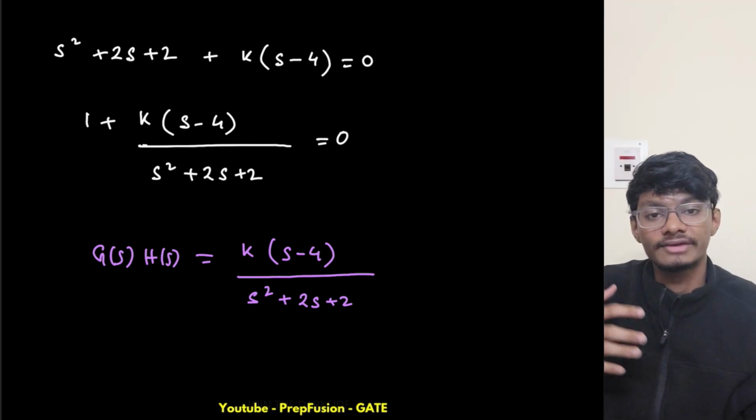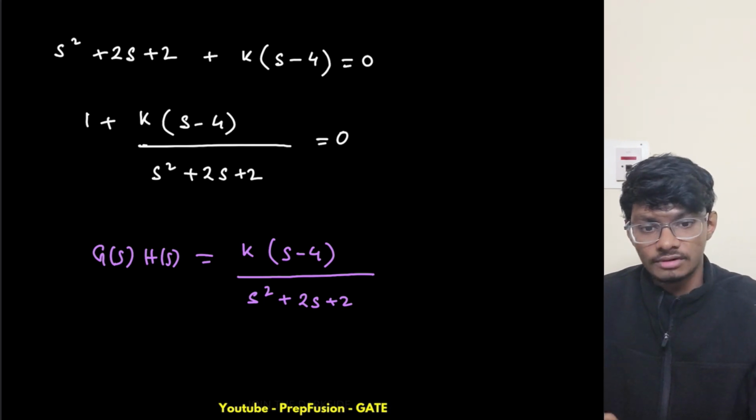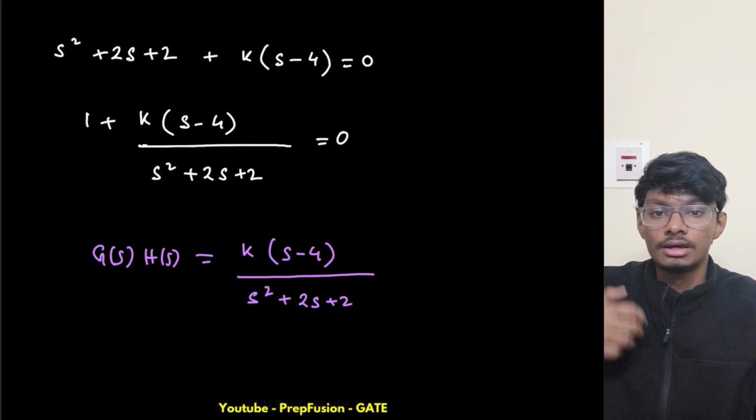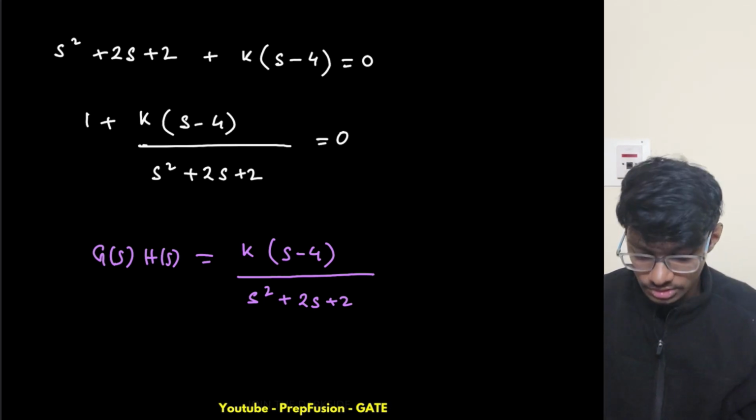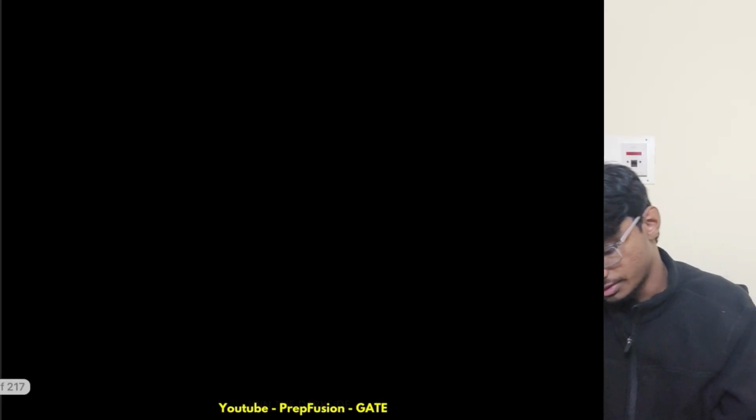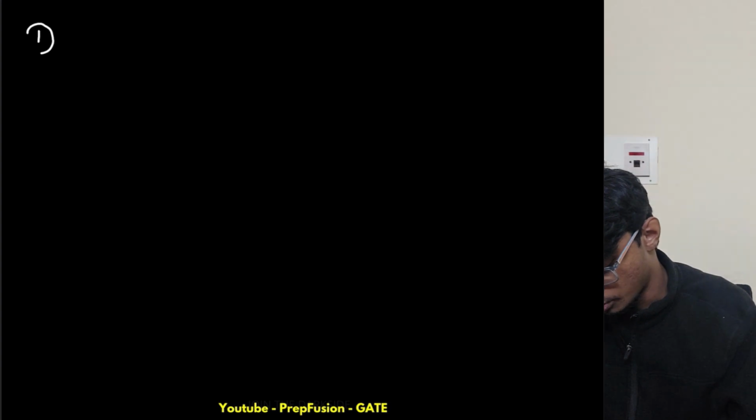So always when you are given some non-standard format, you try to convert this into standard format, and then you start your steps for the root locus diagram, right? Whatever steps we have done. So first will be finding the open loop zeros and open loop poles. Open loop zeros is easy only.